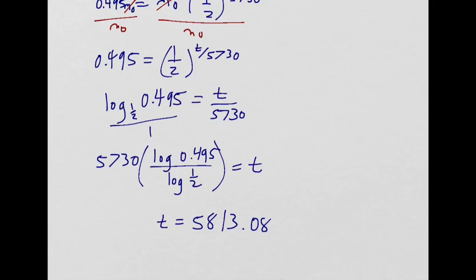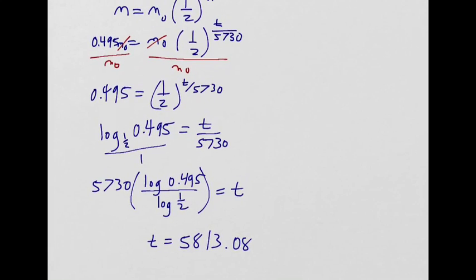And it makes sense, right? 49.5% of what I started with means that just over one half-life took place. And one half-life is 5730 years. Right? And we have just a little bit more than that. You guys follow?